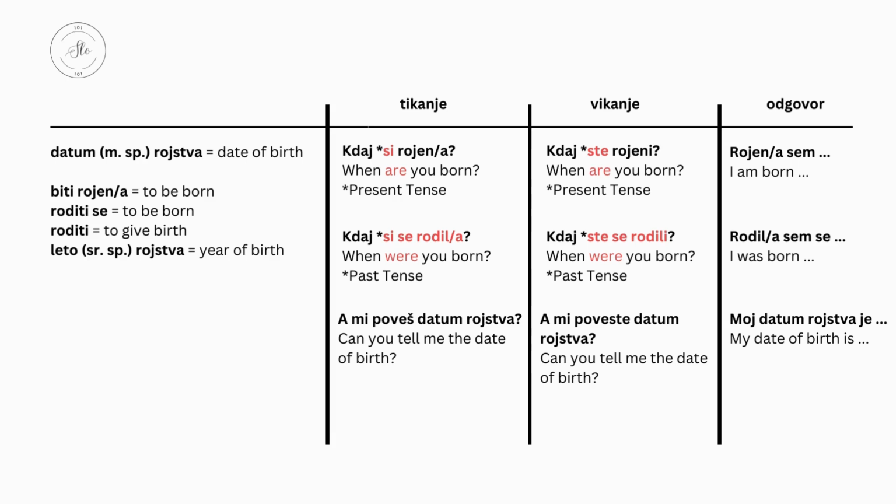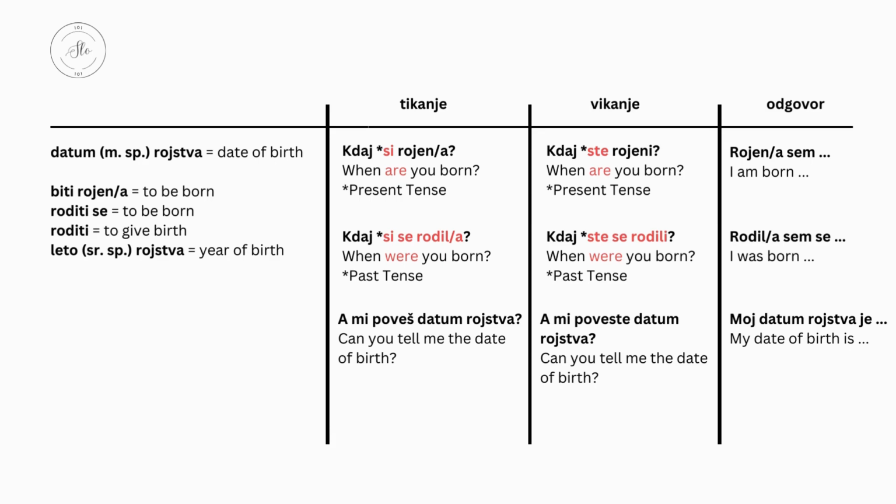You can then reply: Rojen sem, if you are a man, or rojena sem, if you are a woman. Secondly, if we use tikanje and we're asking a man, we can say: Kdaj si se rodil? If we're asking a woman, we can say: Kdaj si se rodila?